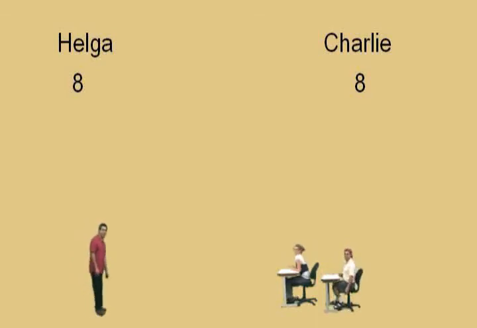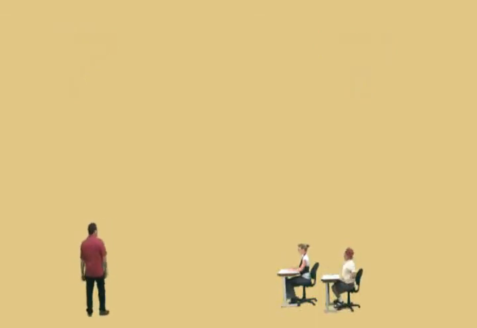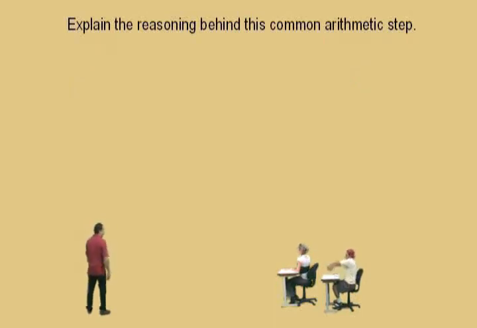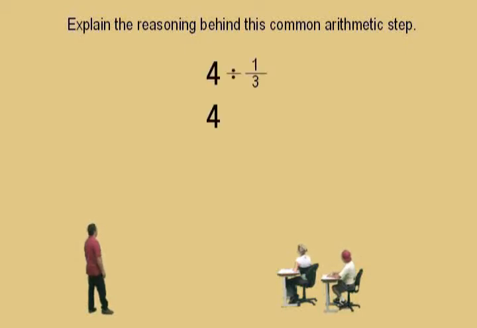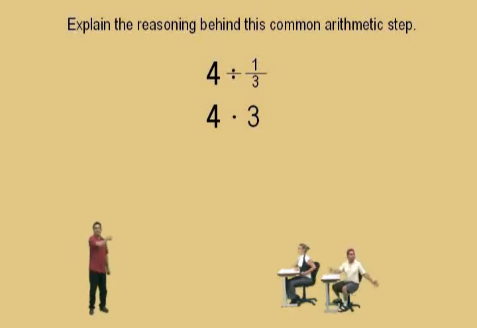Here we go. Remember, this is a tough one here. So, here we go. Charlie, we'll let you go first on this one. And here's the question. Explain the reasoning behind this common arithmetic step. 4 divided by 1/3 is the same as 4 times 3. Okay, Charlie, here we go. Oh no, we're out of time today. Darn it. Oh well, you'll have to come back next time to see the result of this.